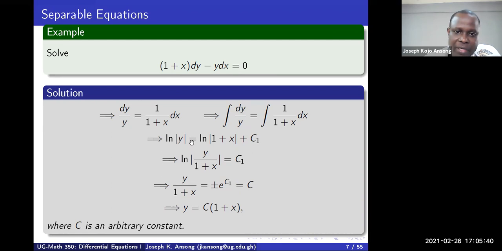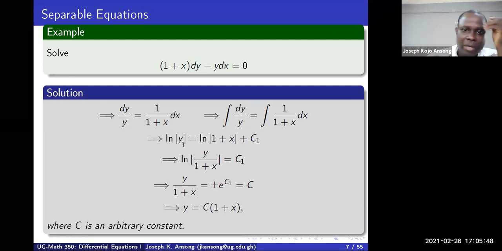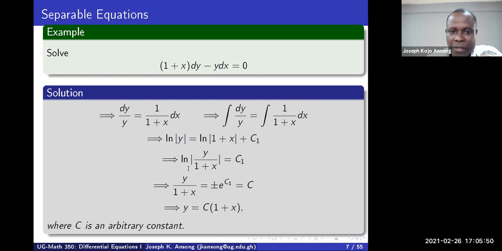Remember that if I bring this side over, I'll get minus ln of 1 plus x. So remember ln a minus ln b is ln of a over b. If you apply that from calculus 1 or calculus 2, then you get ln of y over 1 plus x is equal to c1. All right, so now y over 1 plus x is equal to e raised to the power c1, plus or minus because of the absolute values here, right?